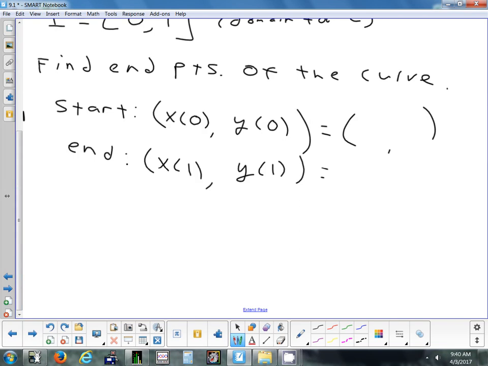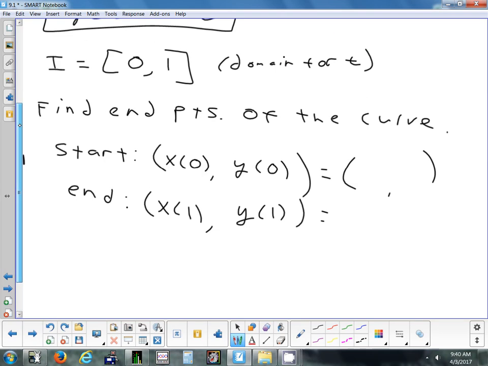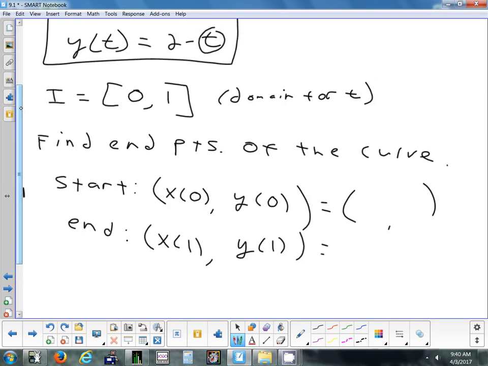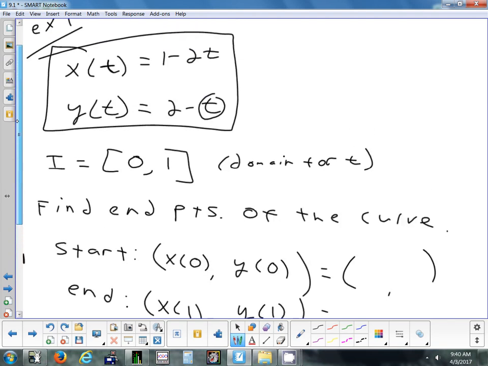Okay, now we need to do those out. So let's start with plugging in 0 for t in the x formula and the y formula. If you plug 0 in for t in the x formula, what do you get? 1. Yep. And if you plug 0 in for t in the y formula, what do you get? 2. That's the start point of your curve. 1, 2.